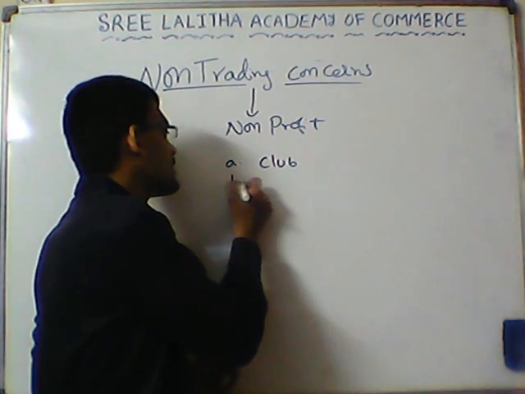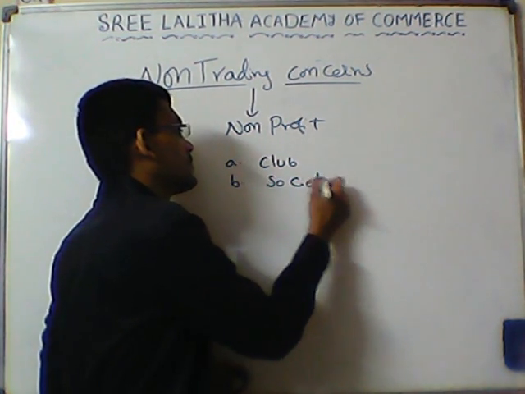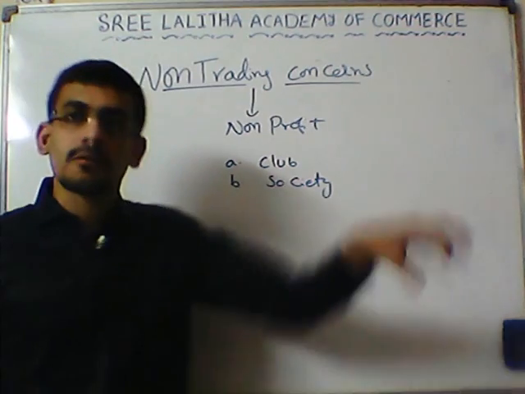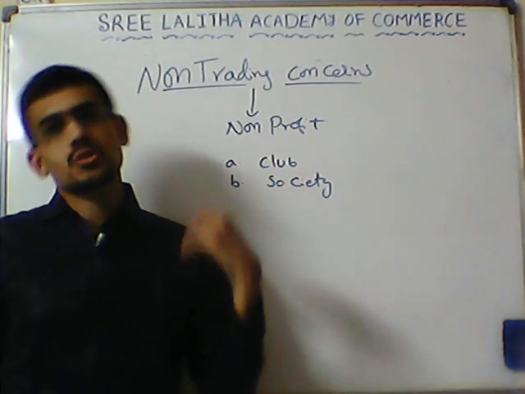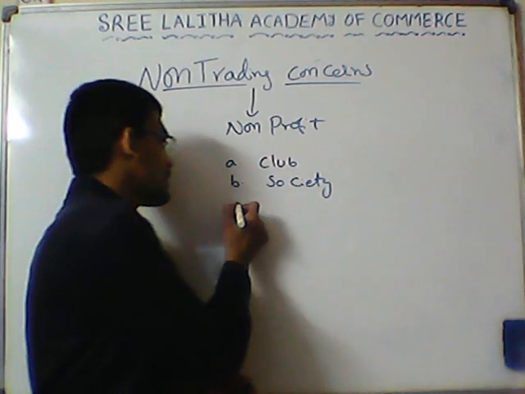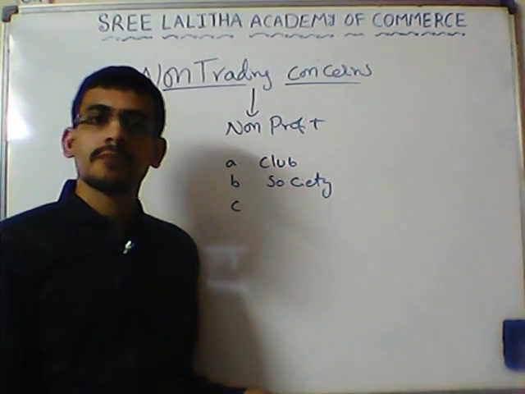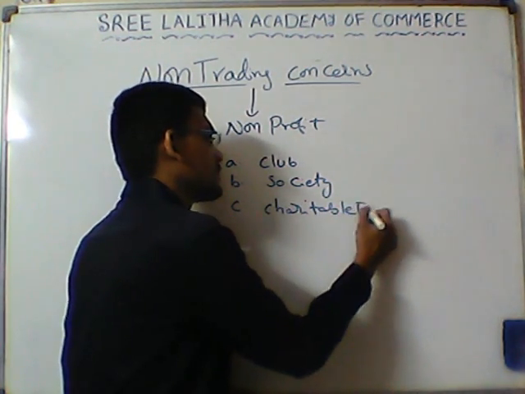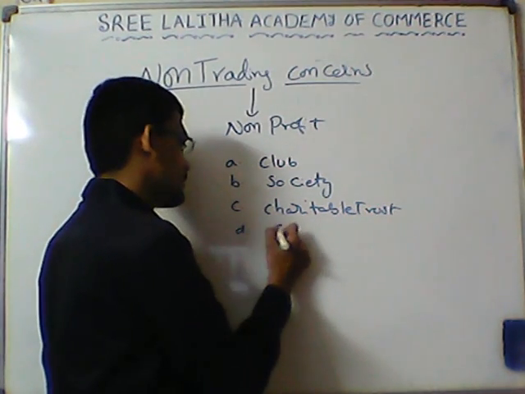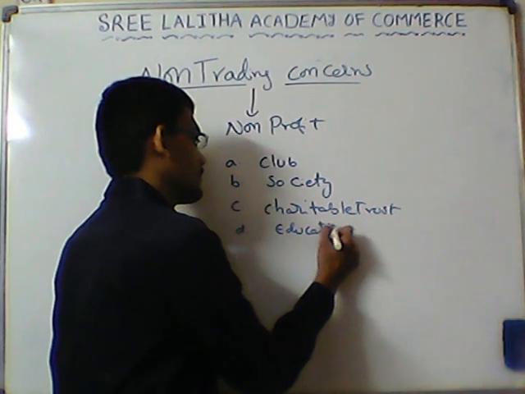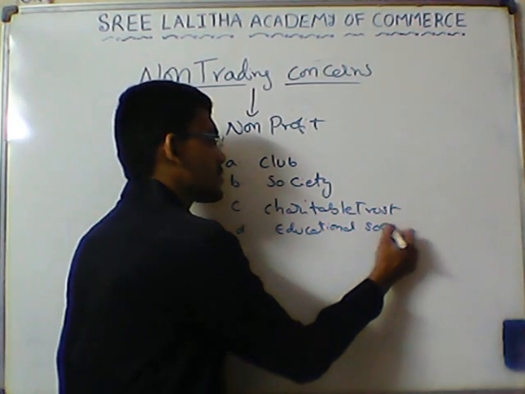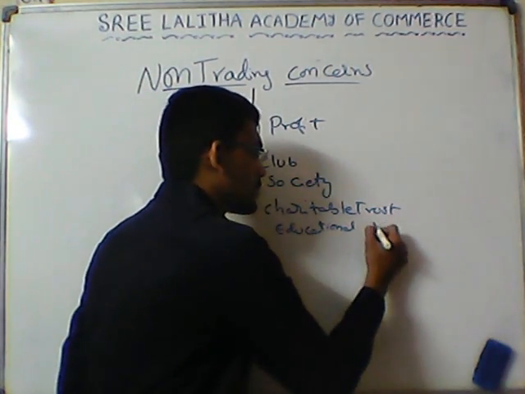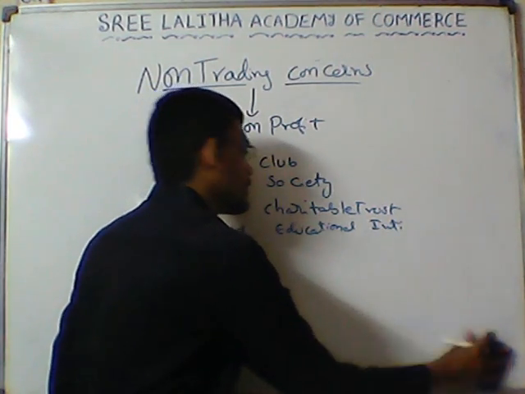And similarly, it may be a society. A society of a group of exporters, a society of a group of farmers. There, the society will be providing service to its members. And similarly, a non-trading concern can also be formed in the way of a charitable trust. And next, similarly, an educational institution. And so on. So, these are a few basic examples of the non-trading concern.